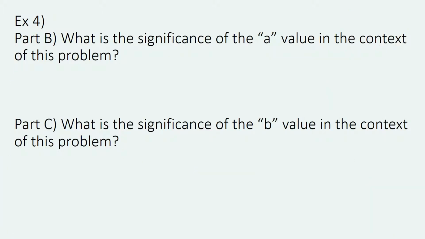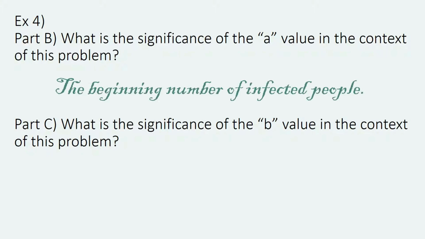Okay, so the last bit I just said on the last slide is going to help us figure out part B and part C. So what is the significance of the A value in the context of this problem? It's the beginning number of infected people. So we started with 70 people who were infected.